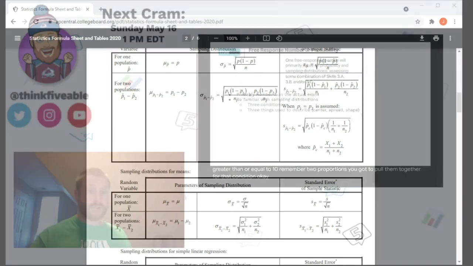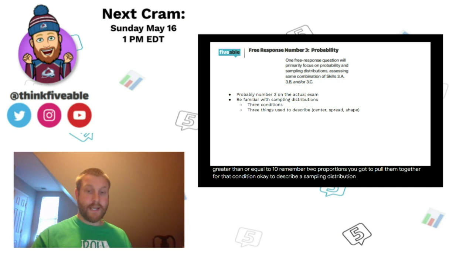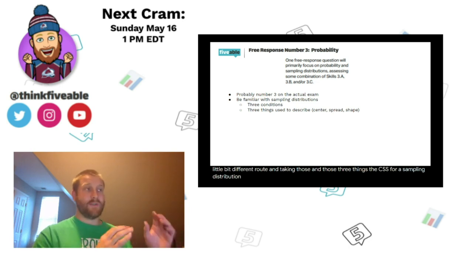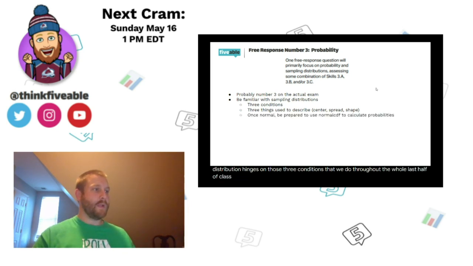So if you're asked to describe a sampling distribution, it is the same thing as describe a distribution. You have to talk about the center, shape, and spread. You don't have to do outliers because it's more than likely approximately normal. But those two questions are asking the same thing, just a little bit different route. And those three things, the CSS for a sampling distribution, hinge on those three conditions that we did throughout the whole last half of class.